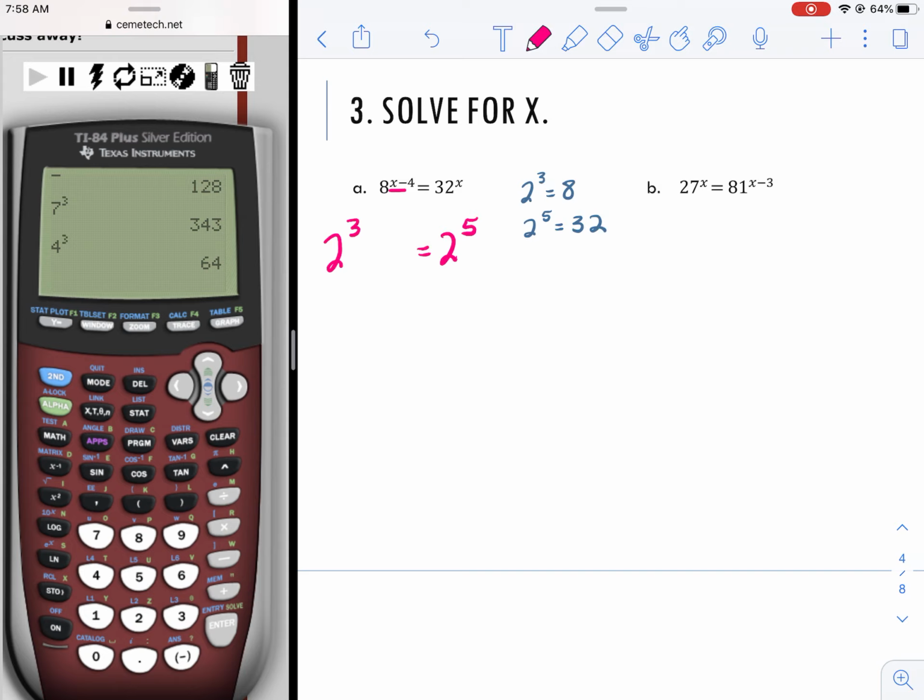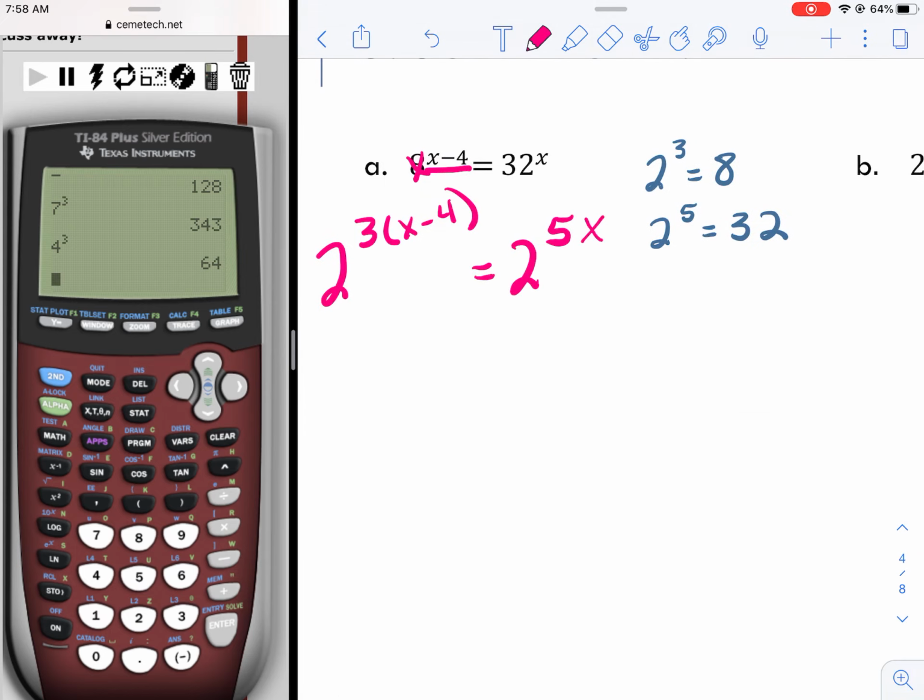Now, we introduced a new exponent, and there's already an exponent there, so we have to use the power to a power property. When we replace 8 with 2 to the third, we're then going to raise that 2 to the third to the x minus fourth power. So we have to multiply 3 times the original exponent, x minus 4. And then the same thing on the right side, the new exponent 5 gets multiplied by the x that's already there. Okay, so we have to multiply that by x.